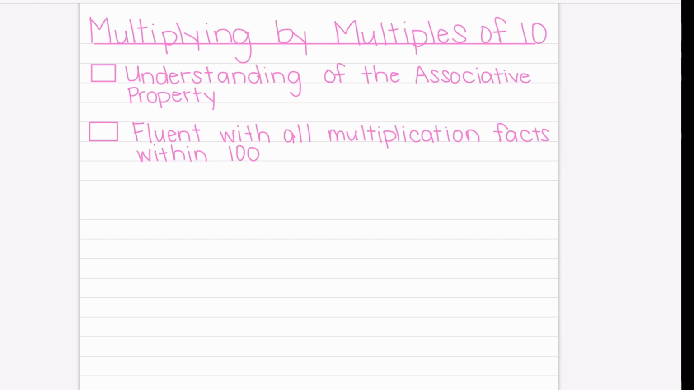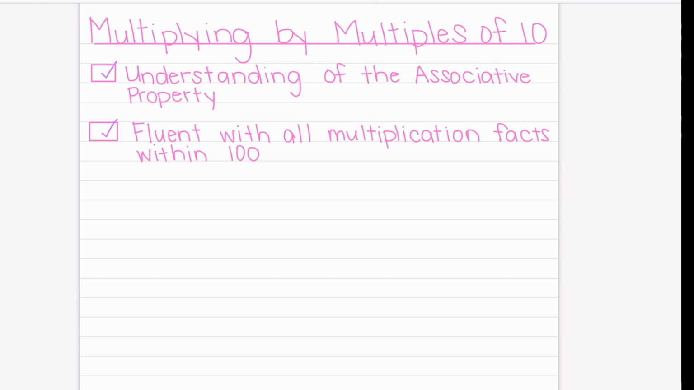In this video we are going to discuss strategies for multiplying by multiples of 10. In order for the students to best understand this strategy, they need to have understanding of the associative property, as well as be fluent with all multiplication facts within 100. We do have videos on these topics, so feel free to check out our channel to search for those.